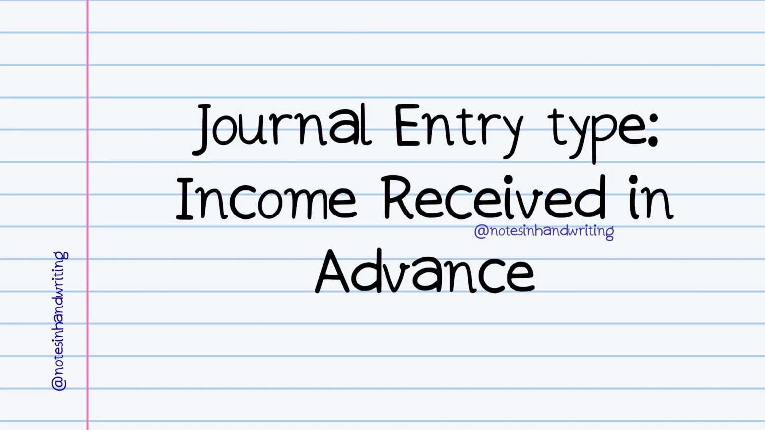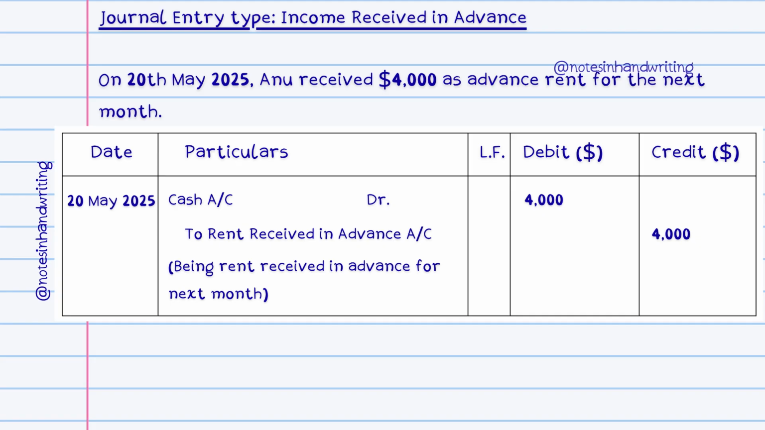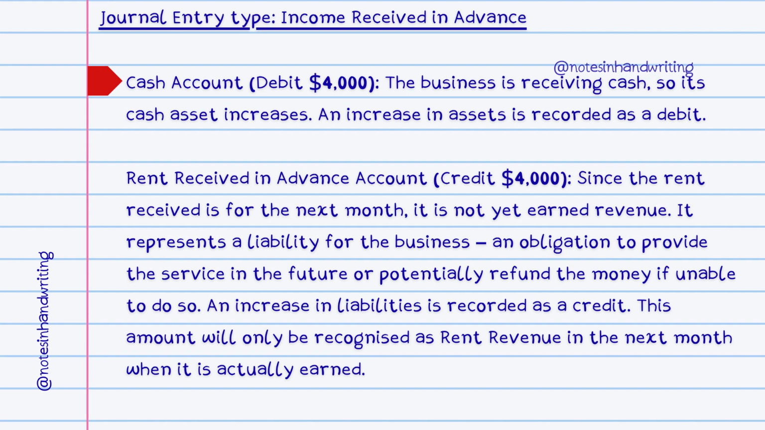Our final entry is income received in advance. Apparently, Anu has rented out some space, for which rent has been provided in advance by the renter. This transaction will be recorded as follows. The accounts involved are cash account and rent received in advance account. The business is receiving cash, so its cash asset increases. Naturally, an increase in assets is recorded as a debit.